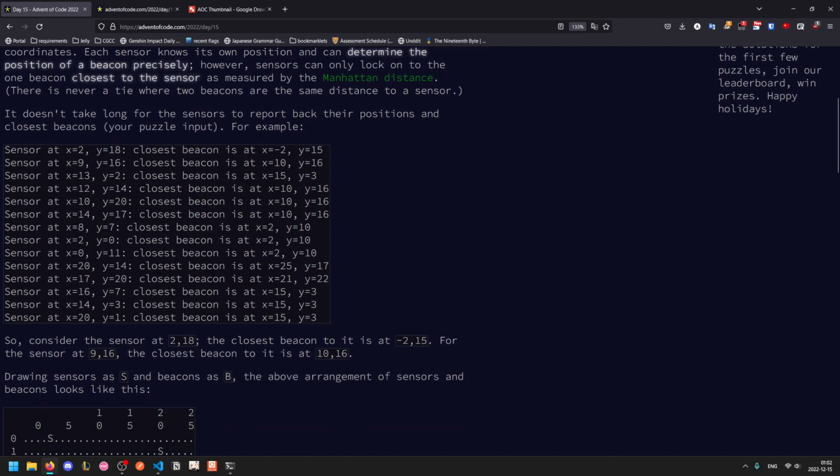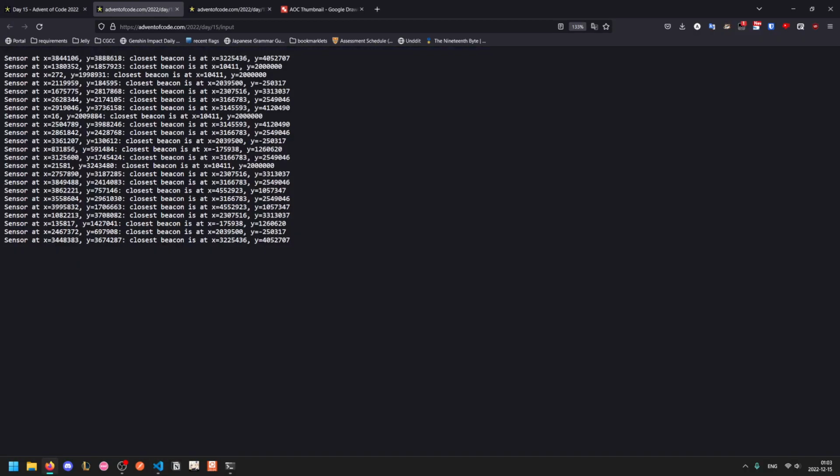So then our sensors report back their own positions and the closest beacon for each one. So that's our test input. Let's grab our primary input.